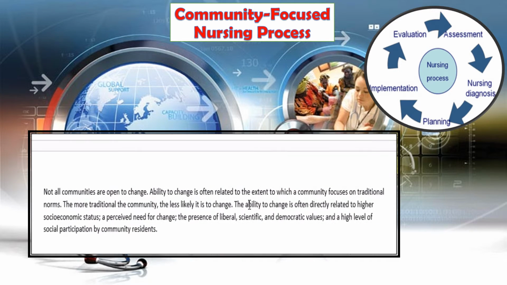Not all communities are open to change. The ability to change is often related to the extent to which a community focuses on traditional norms. So if a community is more traditional, they're less likely to change, especially if the change is a bigger change. The ability to change is often directly related to higher socioeconomic status and a perceived need for change. You have to have buy-in with the changes you're trying to implement, just like you do with your patients. The presence of liberal or scientific and democratic values and a high level of social participation by community residents is also a good sign that they may be willing to change.